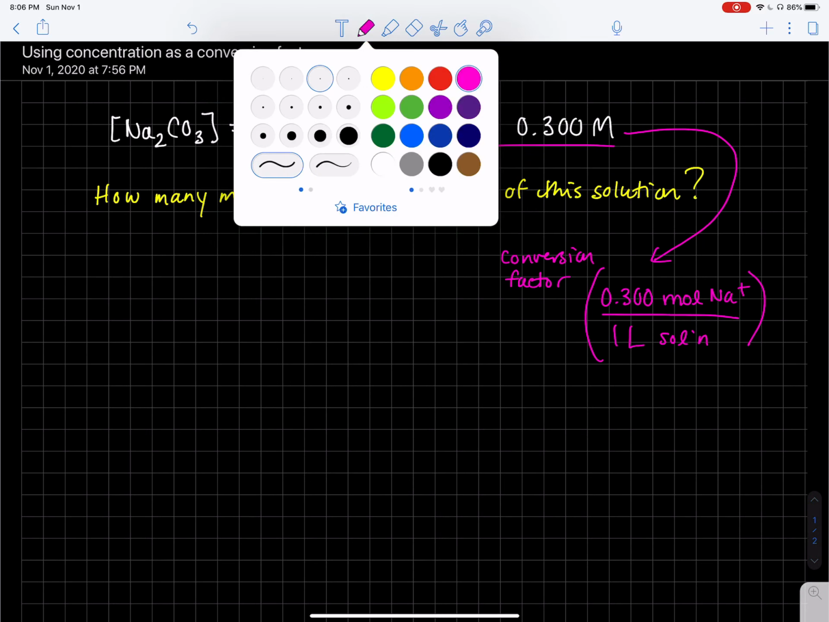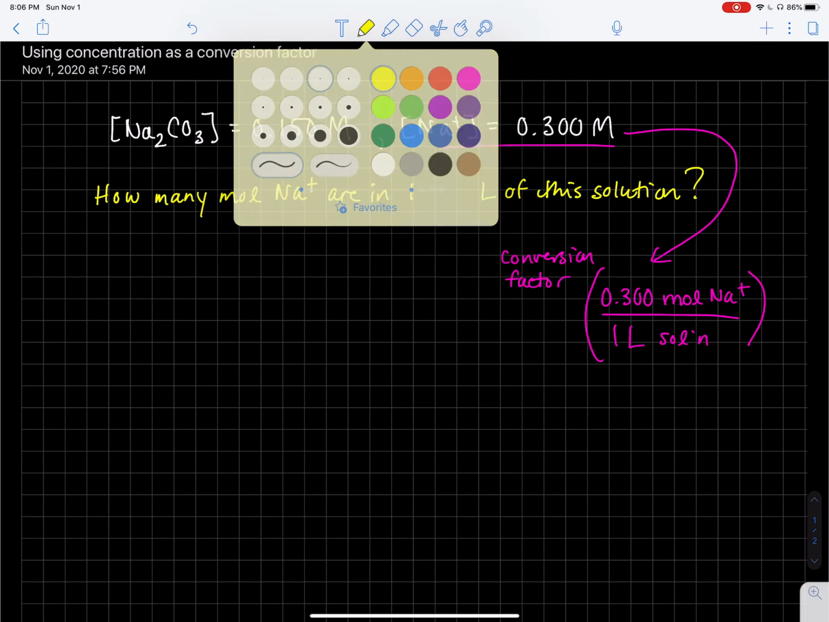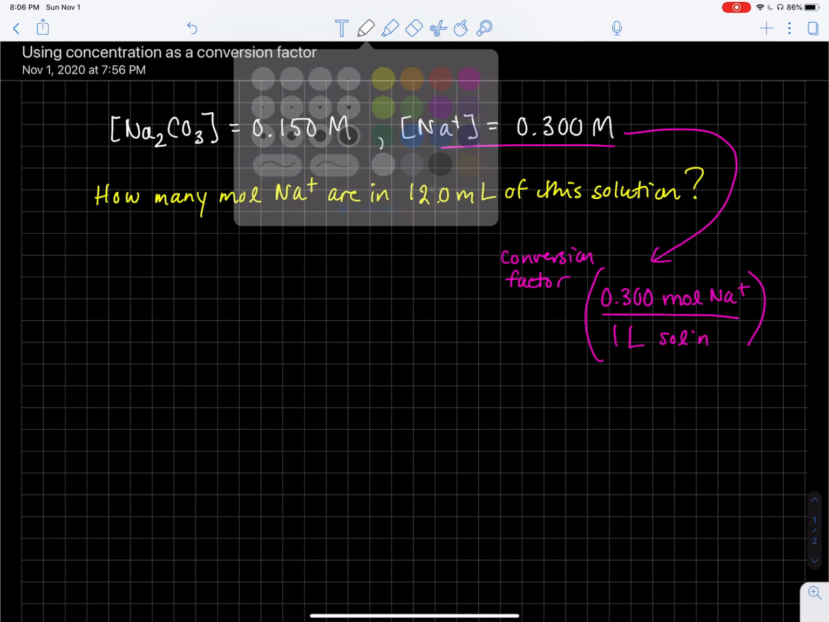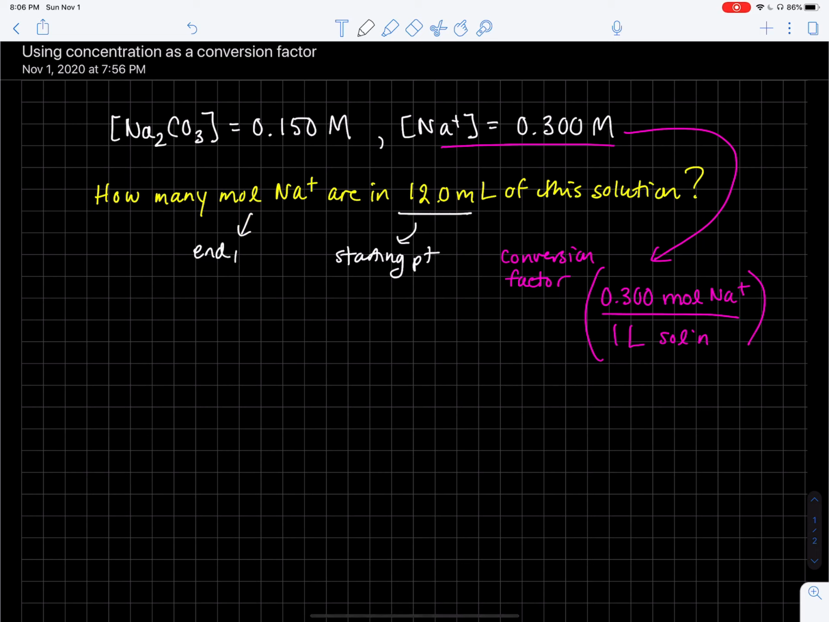So if we go back to my question now, this is a dimensional analysis problem. So that was 12.0 milliliters. And this is my starting point. And you know what to do with a starting point and conversion factors. This is the end point we want to get to. So we'll start with 12 milliliters.